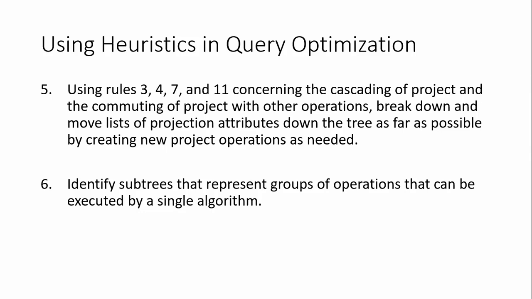cascading of project and commuting project with other operations, breaking down and moving the list of project attributes down the tree as far as possible. Remember, we discussed this idea to limit the number of records when you want to combine the two relations together. Step 6, identify subtrees that represent a group of operations that can be executed by a single algorithm.